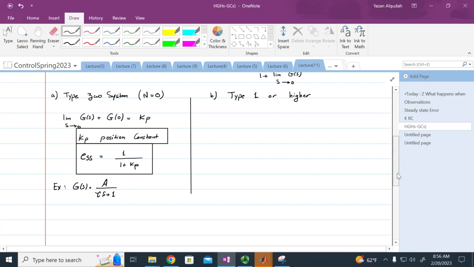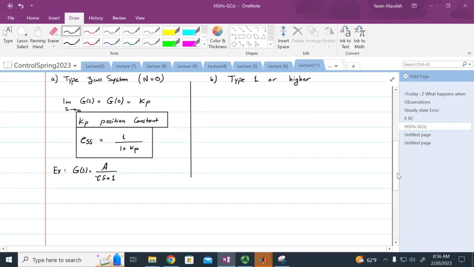And therefore, since it's type 0, I can apply that the steady state error is equal to 1 over 1 plus Kp, where Kp equals the limit as S goes to 0 of G of S. So Kp is going to equal the limit as S goes to 0 of G of S, which is going to equal A. And therefore, what is the steady state error going to equal? 1 over 1 plus A. Together?